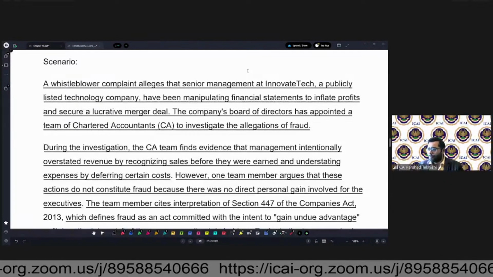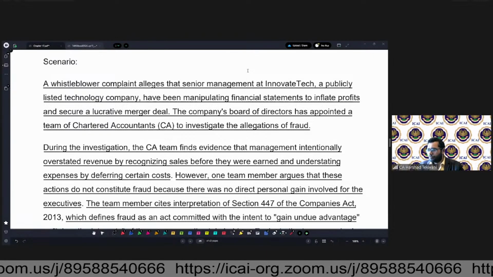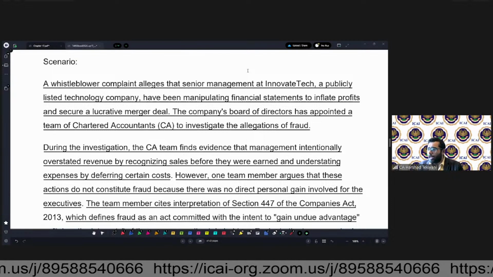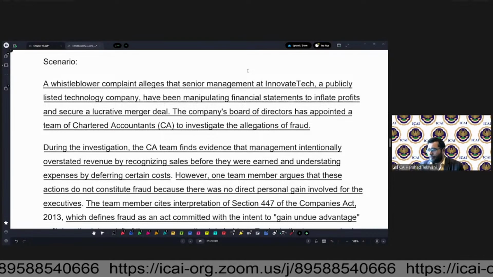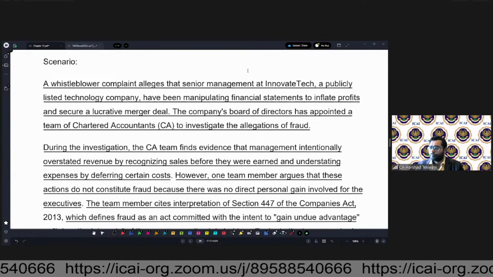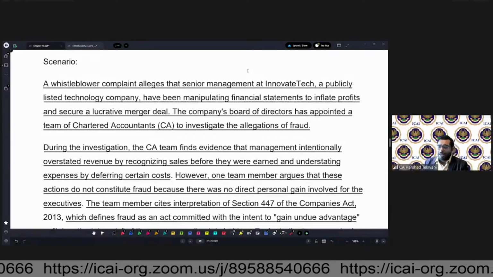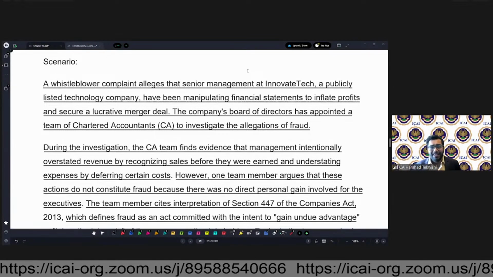Come on, guys. So here it is talking about the wordings of Section 447 of the Companies Act. And accordingly, the CA team needs to understand the allegation over here.